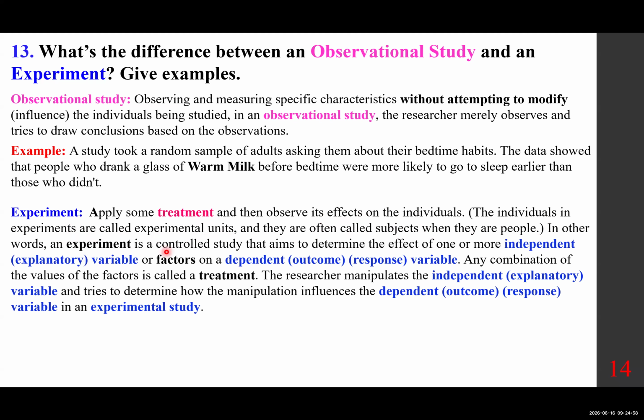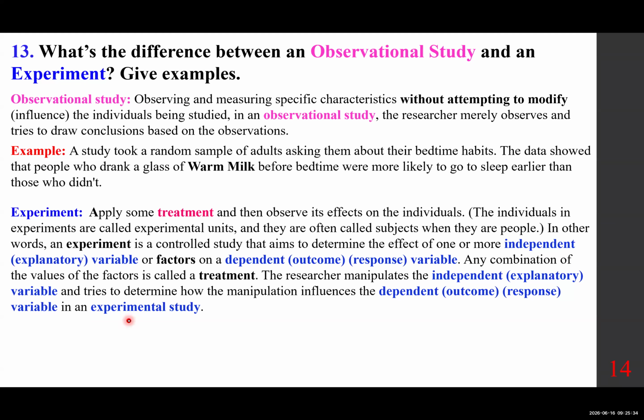In other words, an experiment is a controlled study that aims to determine the effect of one or more independent variables or factors on a dependent outcome response variable. That means the same thing. Any combination of the values of the factors is called a treatment. The researcher manipulates the independent or explanatory variable and tries to determine how the manipulation influences the dependent or outcome variable in an experimental study.